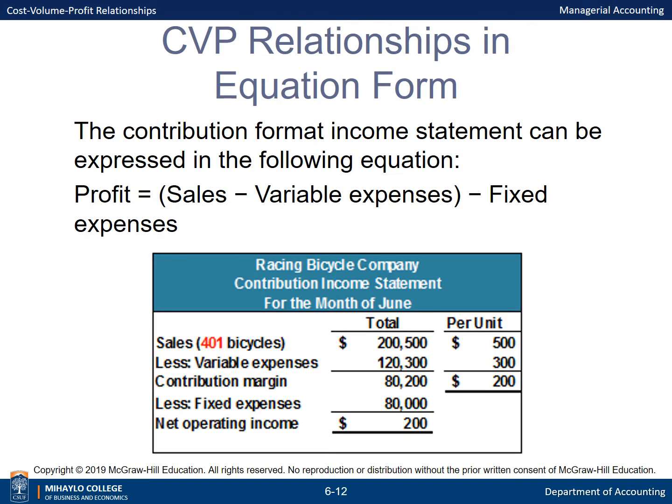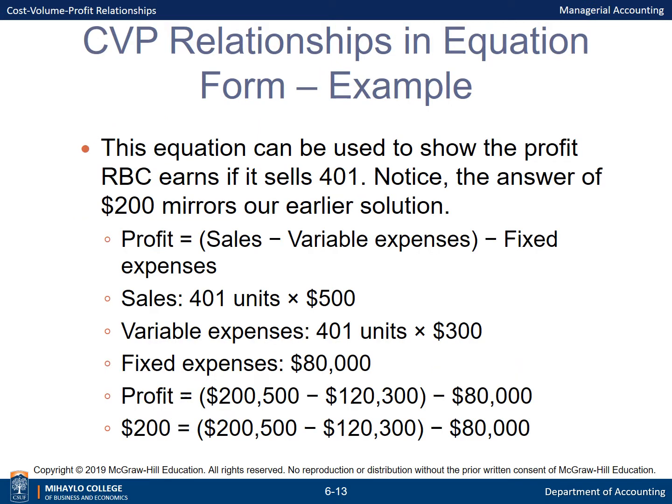The contribution format income statement can be expressed as profit equals sales minus variable expenses minus fixed expenses. This equation can be used to show the profit RBC earns if it sells 401 bicycles. Notice the answer of $200 mirrors our earlier solution. Sales equals 401 units sold times $500, or $200,500. Variable expenses equal 401 units times $300, or $120,300. Subtracting fixed expenses of $80,000 equals profit of $200.